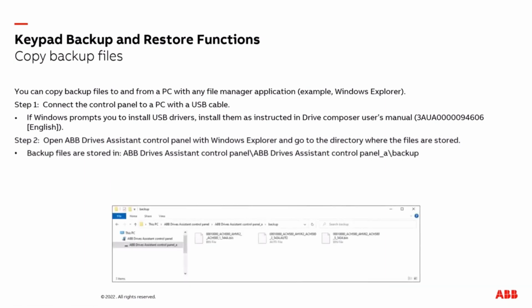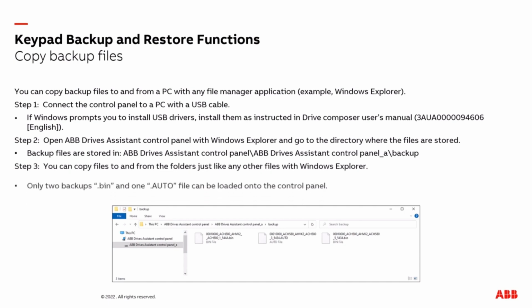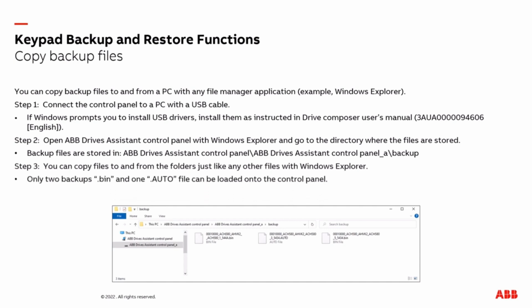Step 2, open the ABB Drives Assistant control panel with Windows Explorer, and go to the directory where the files are stored. Back up the files stored in ABB Drives Assistant's control panel, ABB Drive Assistant Control Panel _A backup. You can copy these files from the folder just as any other file in Windows Explorer. Only 2 .bin backups and 1 .auto file can be loaded onto a control panel.